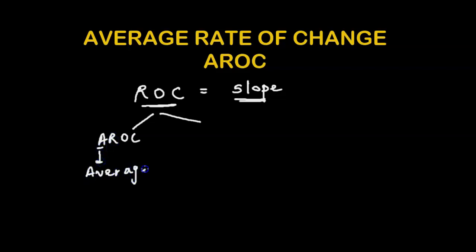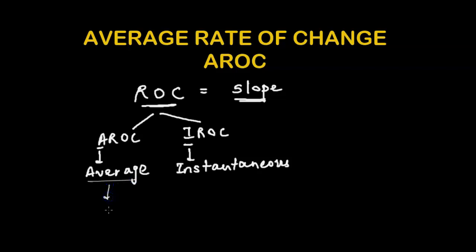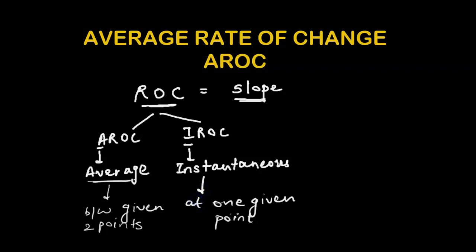Now rate of change is of two types, AROC, where A stands for average, so this is average rate of change, and IROC. IROC means instantaneous rate of change. Now the meaning of average is that when we are finding the slope between given 2 points, it is called average rate of change. And when we are finding slope at one given point, then what we are finding is called instantaneous rate of change.